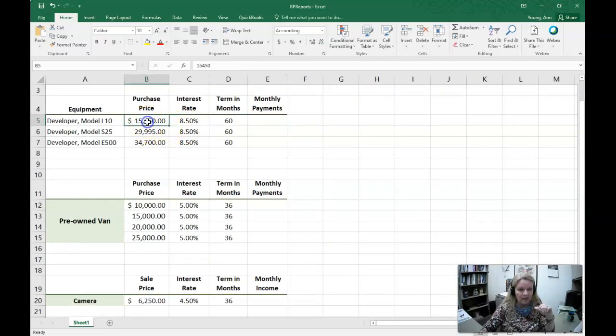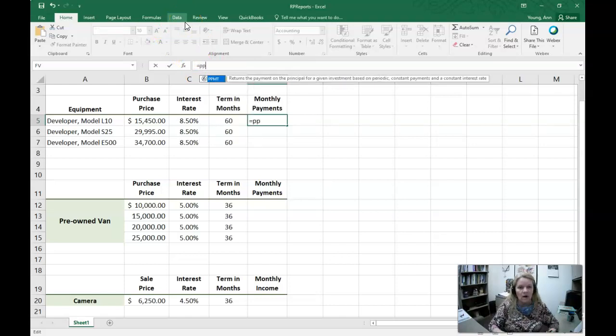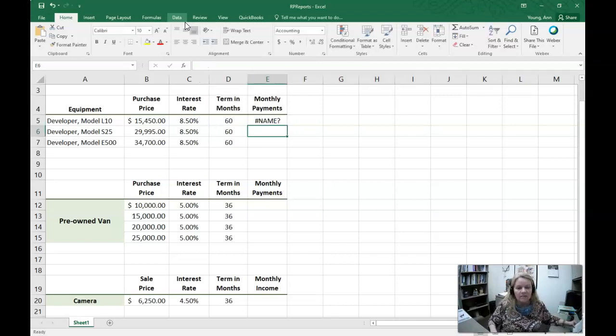I'm going to borrow $15,450 at 8.5% and pay it back over 5 years, which is the same as 60 months. If I had put 5 years here, I would have had to do a little bit of division or multiplication inside my formula. So I'm going to select E5 and find the formula.